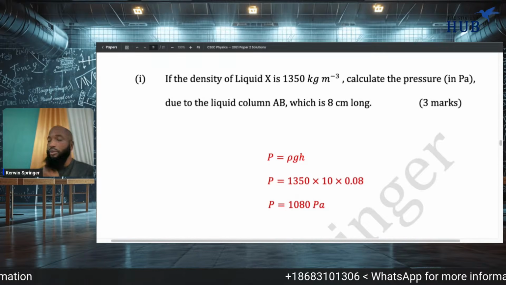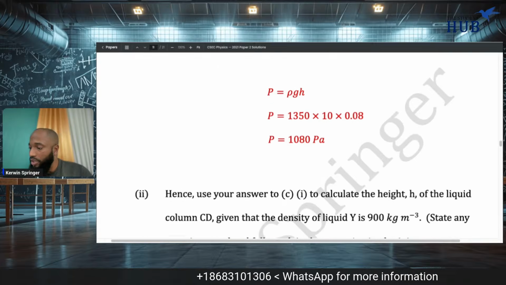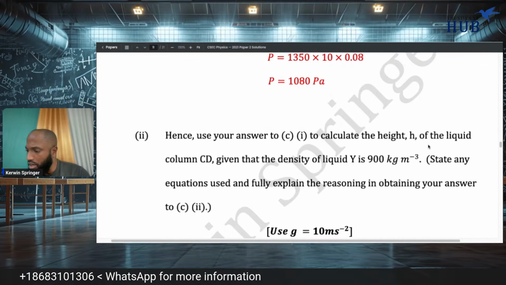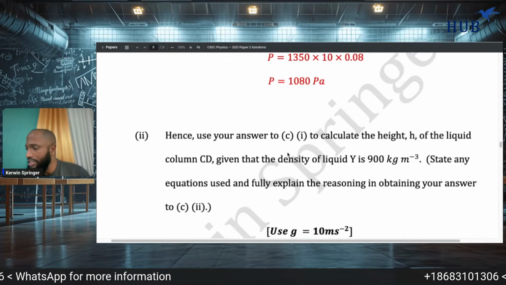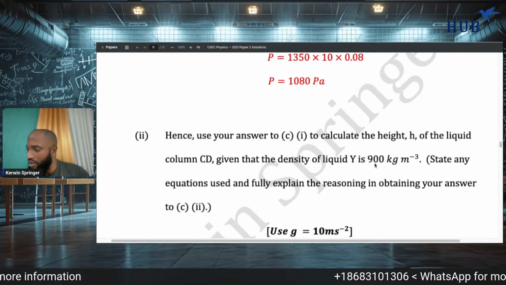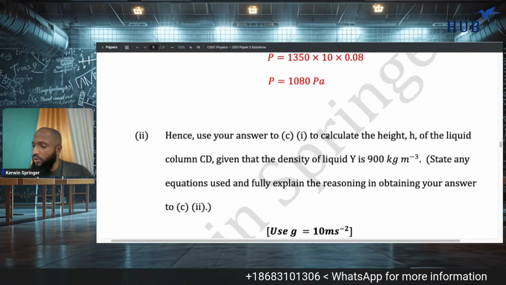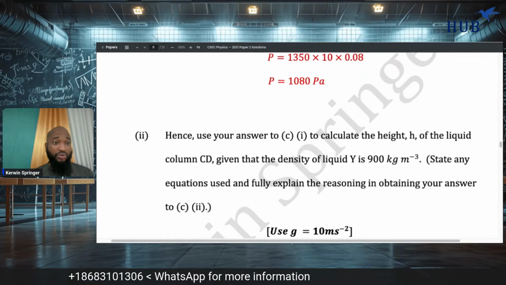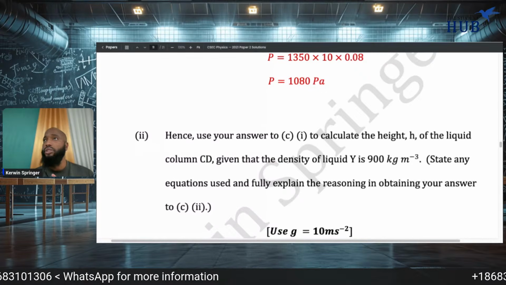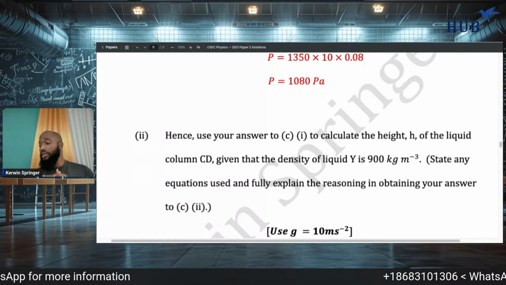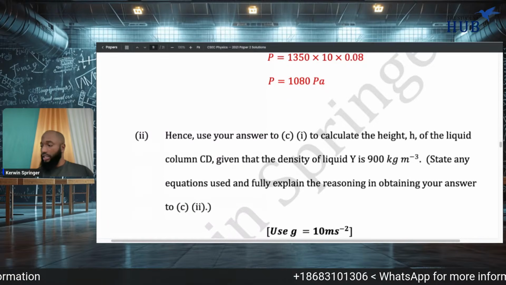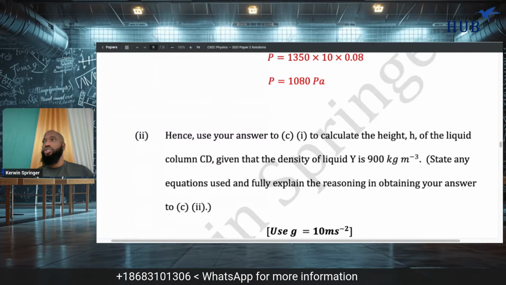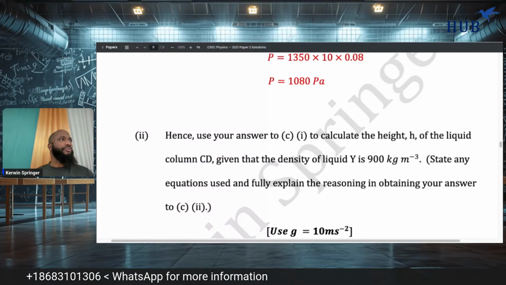So we substituted out. Everybody lock back in. The next one is: use your answer in C to calculate the height of the liquid CD, given that the density of the liquid is 900. So we have half an hour again. We have been here for 2.5 hours. We have 3 hours. Half an hour again. What is the height H? How do you find H here?